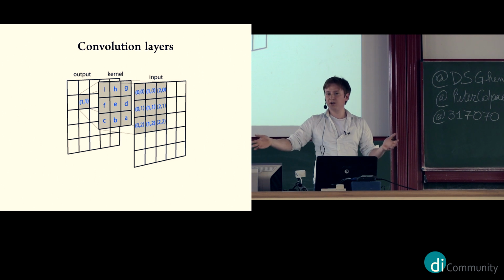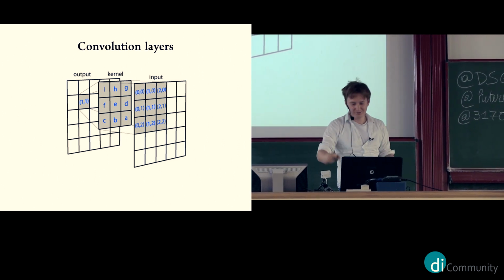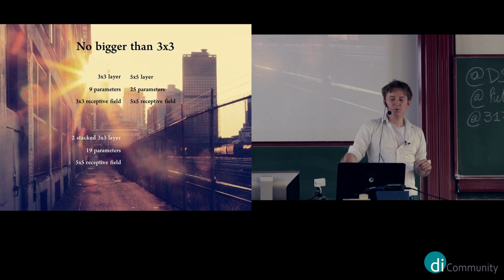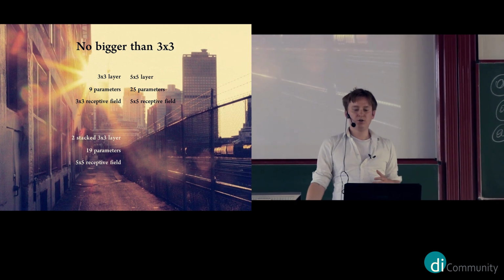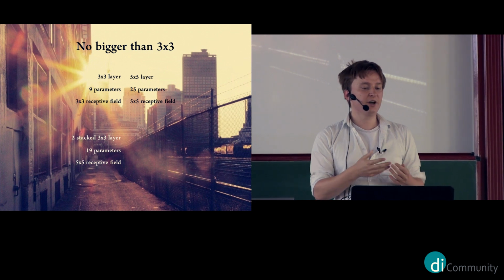Convolution layers. Everybody knows what convolution layers are, right? I said in the beginning. Okay, cool. For convolution layers, it's also important for your very first architecture: don't make them too big. There's no reason to make your convolution bigger than 3 by 3.